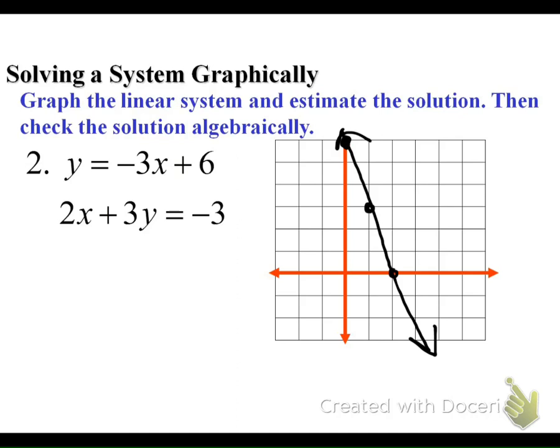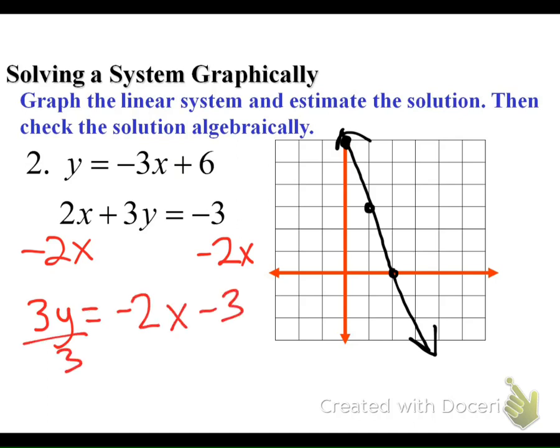That second one, I need to get it in the right form to graph. You could also use intercepts. I wouldn't recommend intercepts here because one of them ends up being a fraction. So I definitely think this is the easier method. So I'm getting y equals -2/3 x minus 1. So I'm going to start at the -1. I'm going to go down 2, right 3.